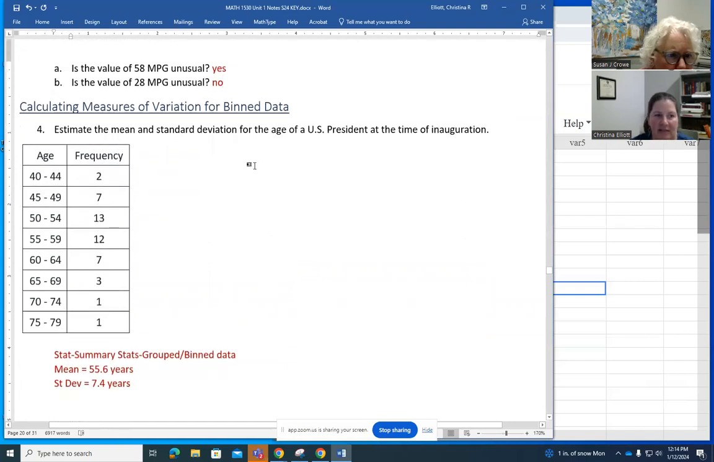All right, so the last thing in this section is looking at measures of variation for bin data or frequency distributions, is what we'll usually see. This is going to be an estimate of the standard deviation, just like it was an estimate for the mean when we found that. So if I go to Stat, Summary Stats, Grouped/Binned Data, I can get the mean and the standard deviation estimates for this frequency distribution.